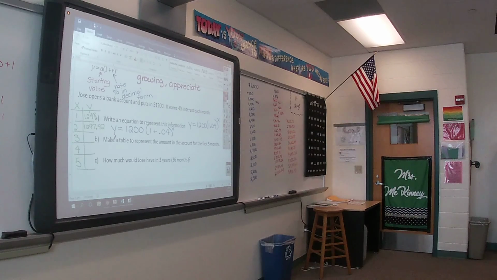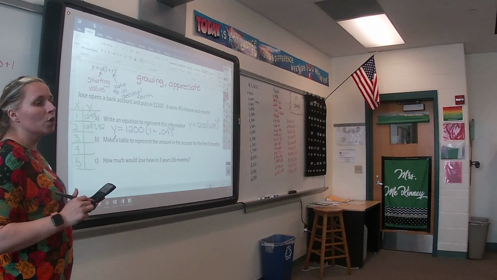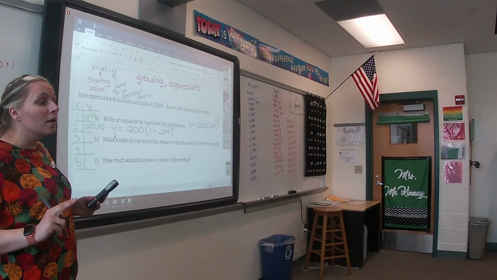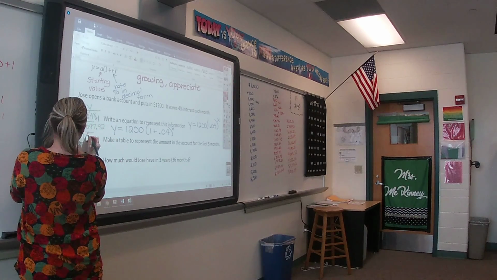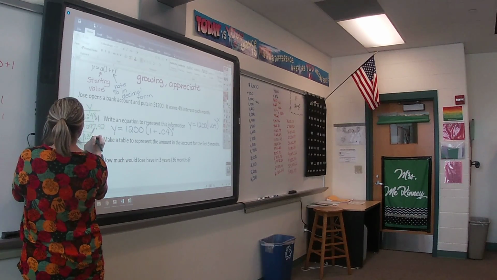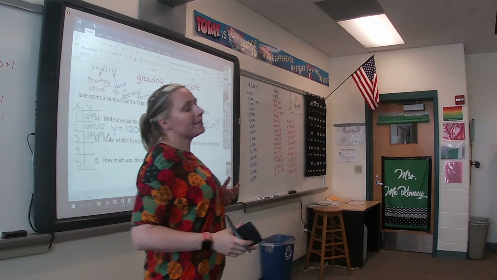1349.8368. Can I write down 4 decimal points? No. So what am I going to have to do? Round. How many decimal points? 2. Why 2? Right, that's money. Money is 2 decimal points. So 1349.84.